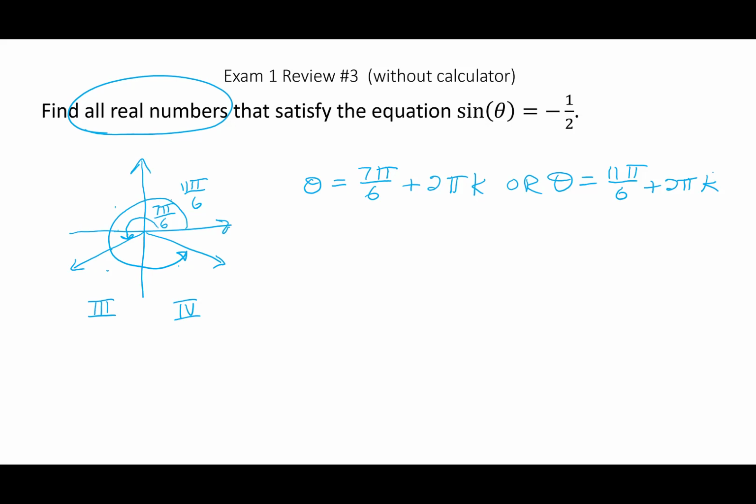The major work that you need to show for this problem is to sketch a little coordinate system here. And then the other thing that you need to make sure you add is that this holds for any integer k.